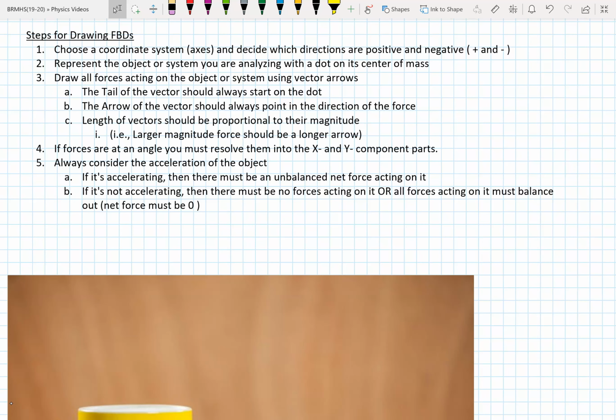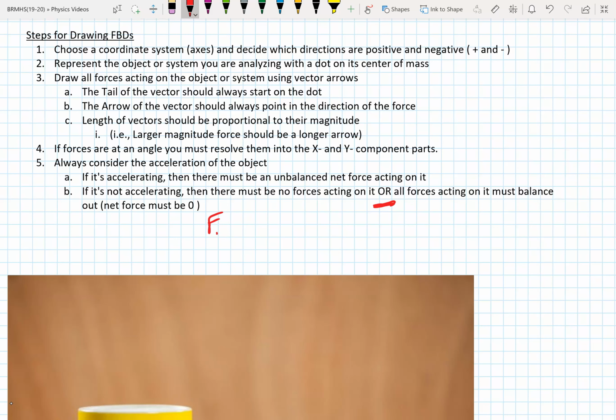That's if it's accelerating. If it's not accelerating, then there must be no forces acting on it, which we're probably never going to see, because usually we always have something acting on an object. So if it's not accelerating, either no forces acting on it, or, much more likely, all the forces acting on it must balance out, and the net force must be 0.